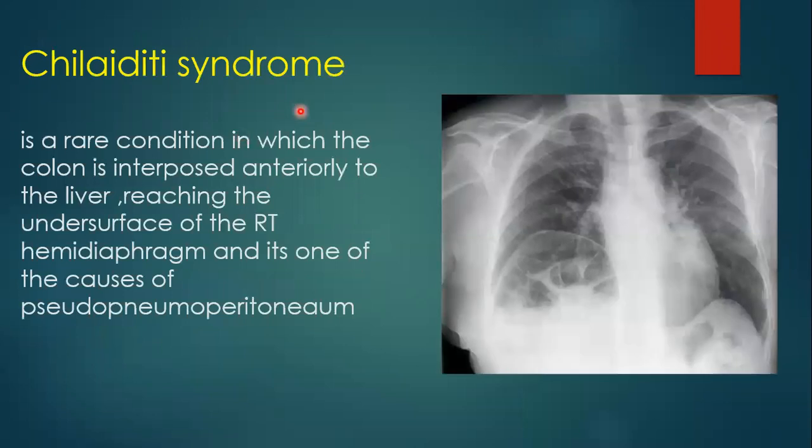Chilaiditi syndrome is a rare condition in which the colon is interposed anteriorly to the liver, reaching the undersurface of the right hemidiaphragm, and it's one of the causes of pseudopneumoperitoneum. Here, the transverse colon below the right hemidiaphragm causes elevation of it.